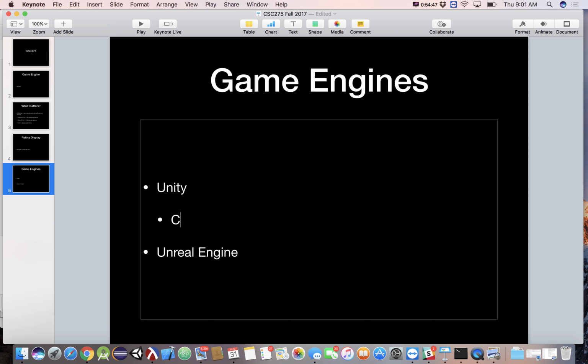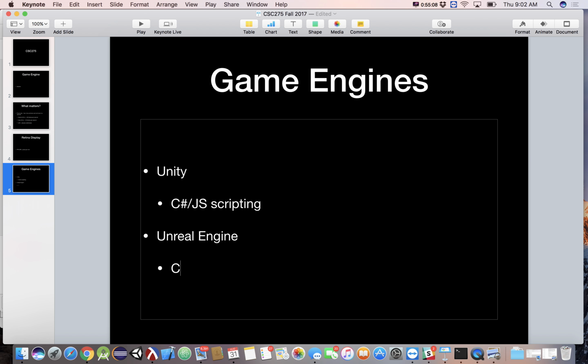Okay, Unity has C#/JavaScript scripting. Those are your two languages of choice for writing your scripts in the game. And we'll talk about the role of scripts in the game. That's actually the programming part, where you write the scripts. But those are the two languages you have a choice between.